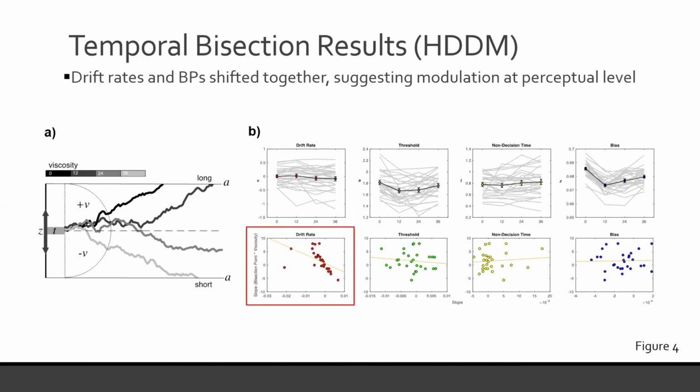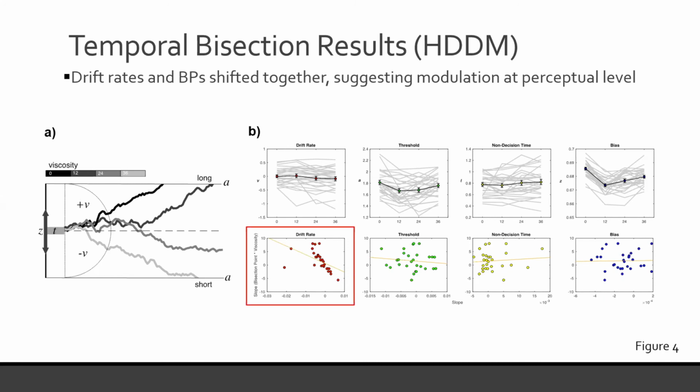Here is what we found for those results. We saw that there were significant effects of viscosity on drift rate and threshold and bias. The top row here shows viscosity on the x-axis plotted against these parameters. We were particularly interested in the drift rate. It tended to shift from the long boundary towards the short boundary. So you can see it's near 0, and then it goes below 0.